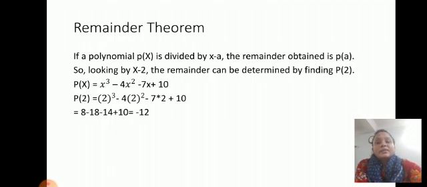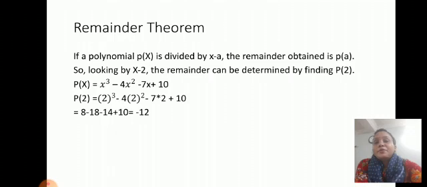Let us suppose one example here, x minus 2. p(x) is divided by x minus 2. So what will we write? x minus 2 is equal to 0, so x equals 2. So we will find p(2). x equals 2 means we will find p(2). So p(2) is equal to 2 to the power 3 minus 4 into 2 to the power 2 minus 7 into 2 plus 10. So the final answer is a constant number, that is minus 12.